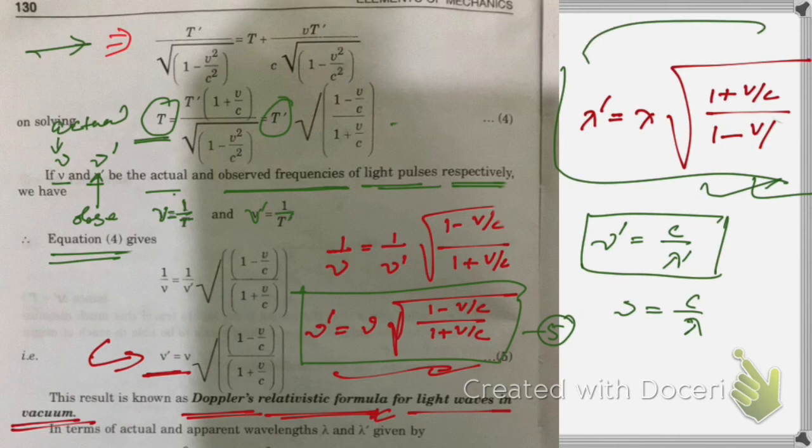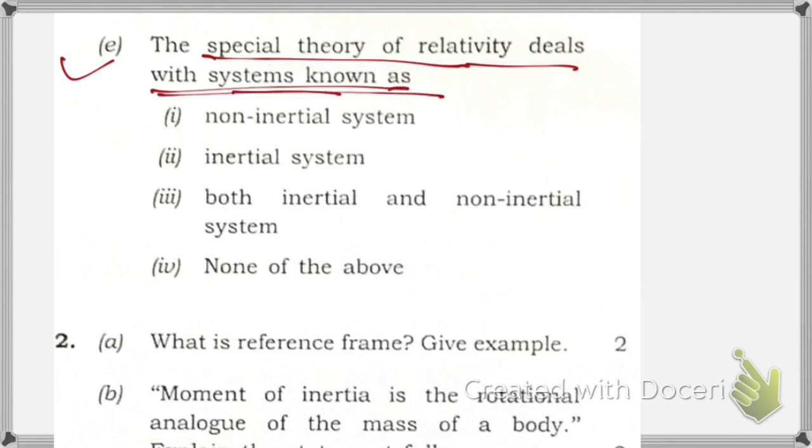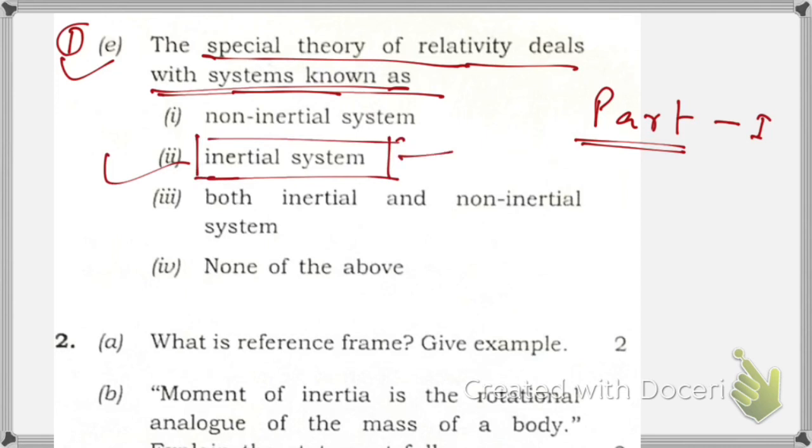Now one of my students reminded me that I have missed one question. That means I forgot to give the answer of one question, the last of question number 1, an MCQ. The question is: the special theory of relativity deals with the system. This was supposed to be in part 1, but I forgot to give the answer there. I skipped this question. So its answer will be inertial system, right? This is your correct answer. Hope you have understood.